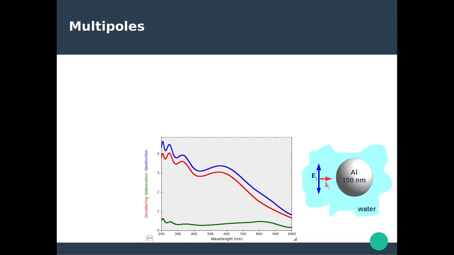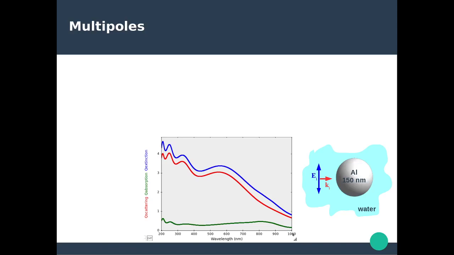So if you just take the case of an aluminum sphere, 150 nanometers in size, placed in water, you send an optical excitation, a plane wave, which is polarized along the vertical axis, propagating from left to right on this schematic. Then therefore you obtain those spectra. So you have the extinction, scattering, and absorption spectra, and you see you have 1, 2, 3, 4 resonances in this particular spectral range from 200 nanometers all the way to 1000 nanometers.